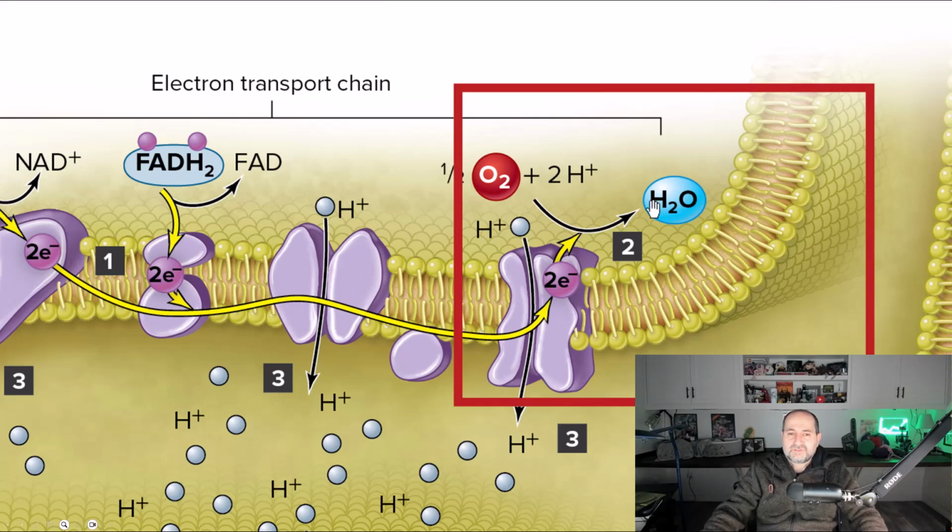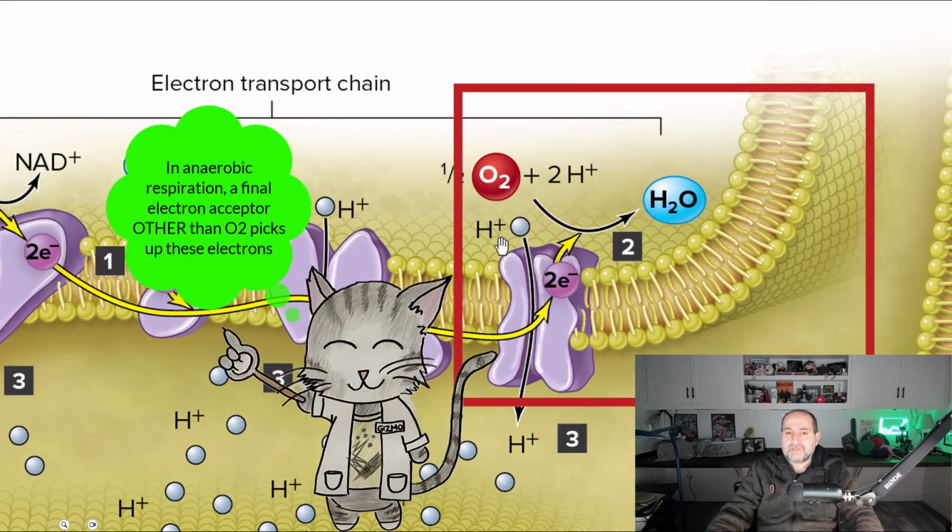The only difference, you should know this for the exam, the only difference between aerobic cellular respiration and anaerobic cellular respiration is that in anaerobic cellular respiration, a molecule other than oxygen comes and picks up the electrons at the end of this particular ride, at the end of the electron transport chain.